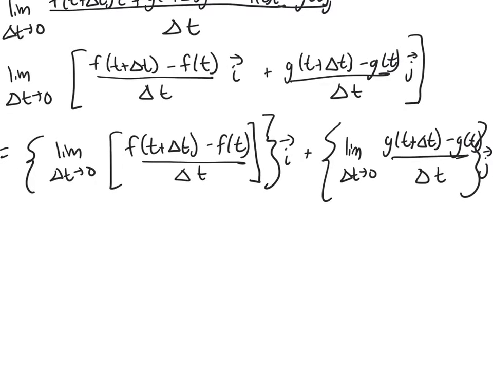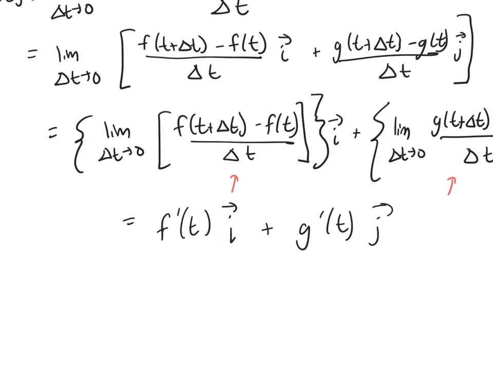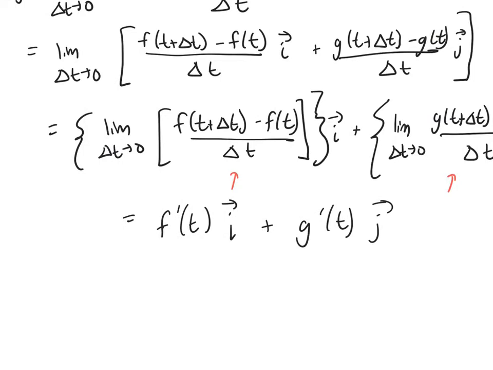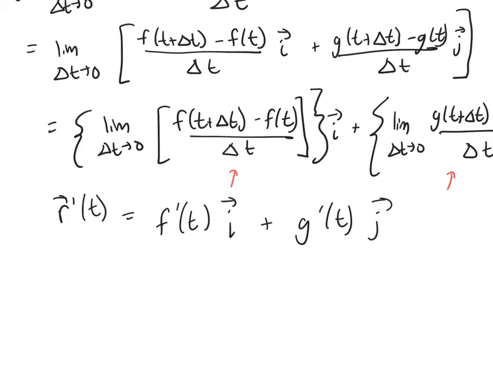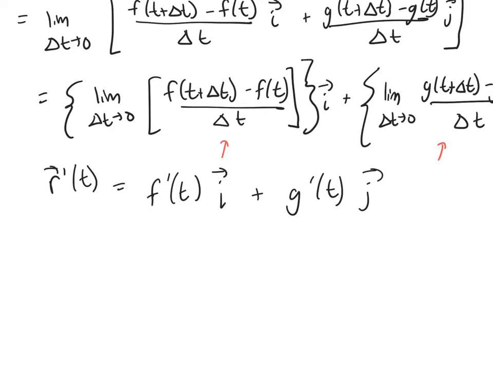And if you look at these two limits, they're exactly the derivative of f and the derivative of g. So in the end, we're getting f prime of t i plus g prime of t j. So if I want to find the derivative of the vector-valued function R, I just need to take the derivative in each component, okay?